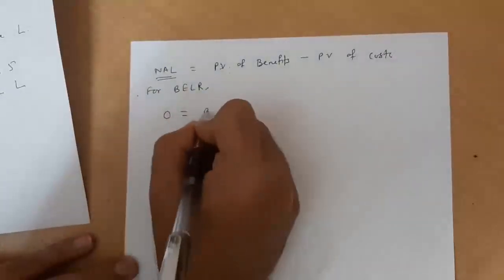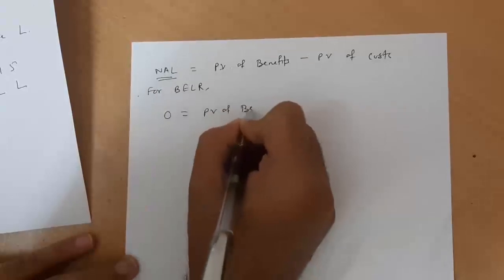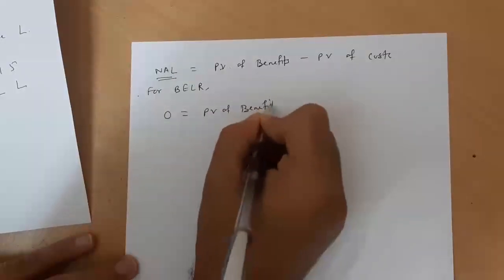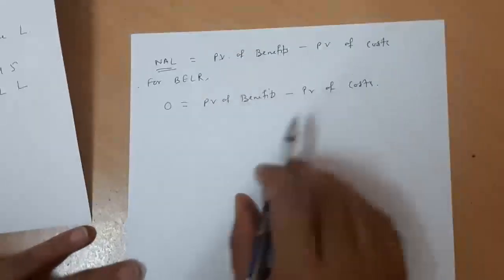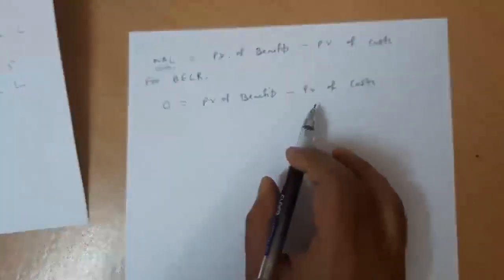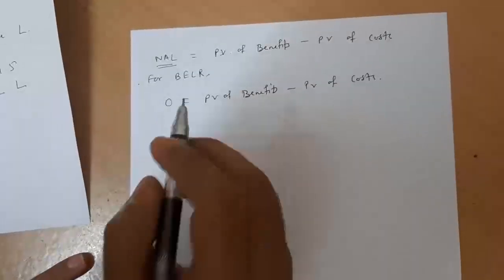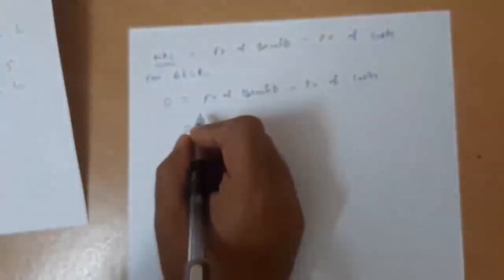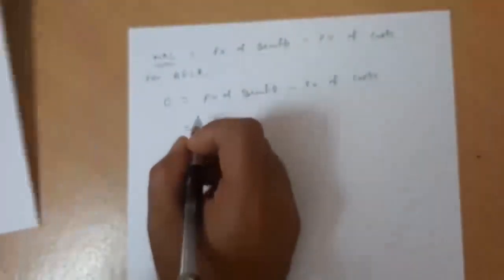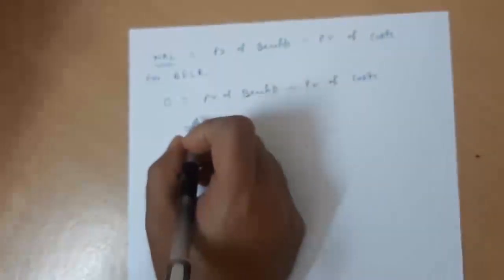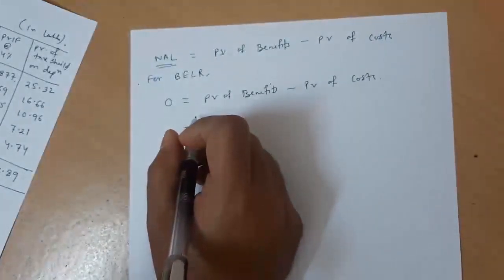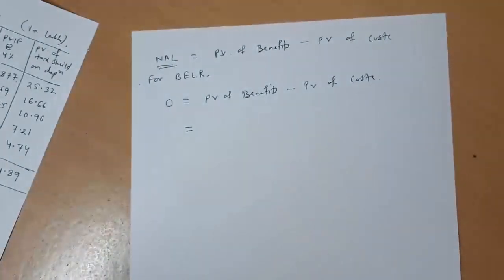So 0 equals PV of benefits minus PV of cost. So 0 will remain as 0 only. PV of benefits, what are you going to write now? What will be the PV of benefits? Okay, so now let us see what will be the PV of the benefits.